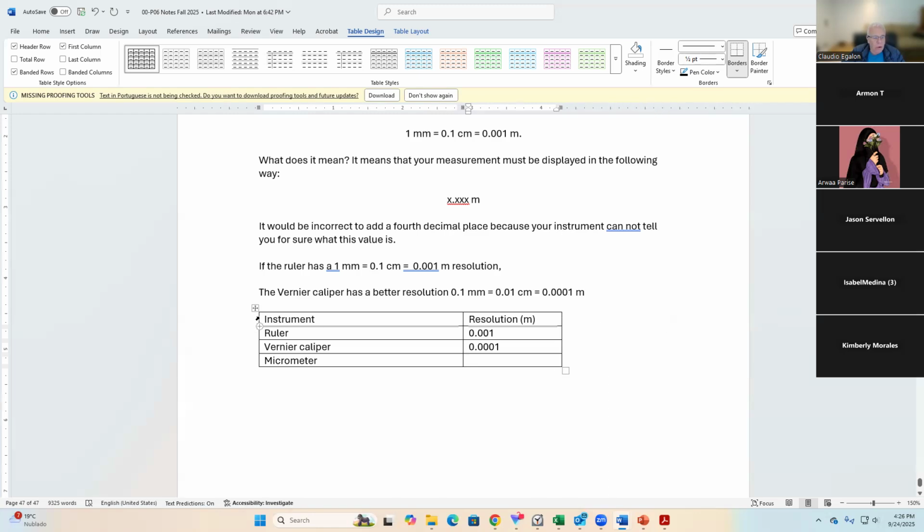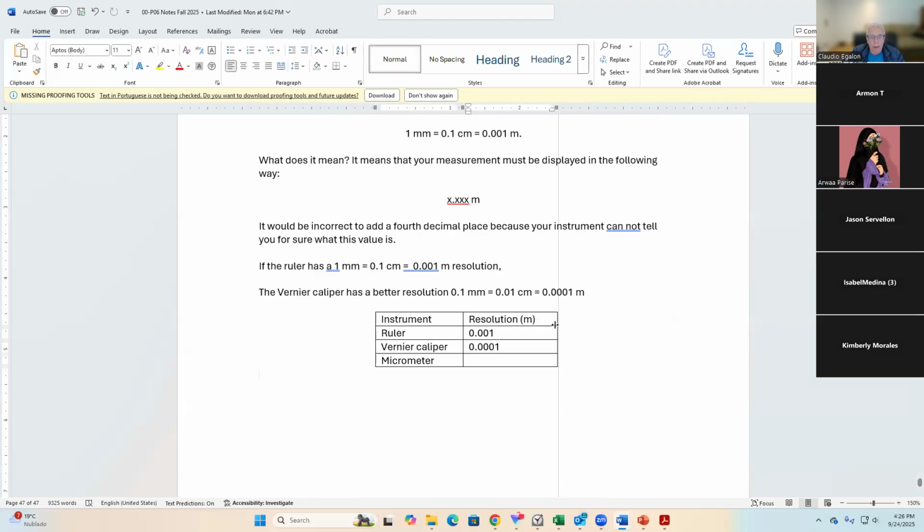The resolution of the vernier caliper is 10 times better than the resolution of the ruler. And guess what's going to be the resolution of the micrometer compared to the resolution of the vernier caliper? It is going to be 10 times better than the other, and 100 times better than the resolution of the ruler. Okay? That is how those three different instruments compare.